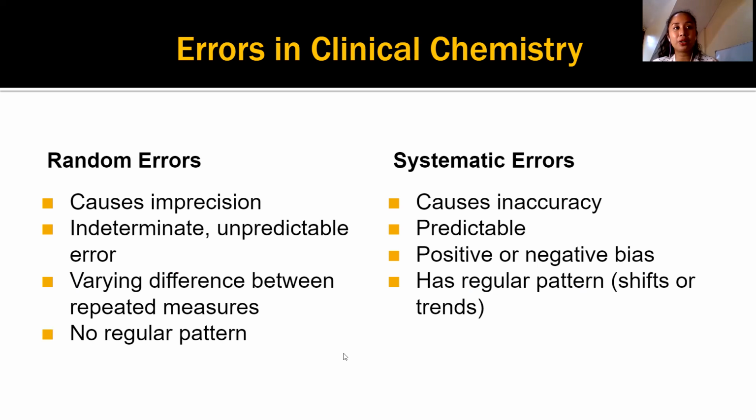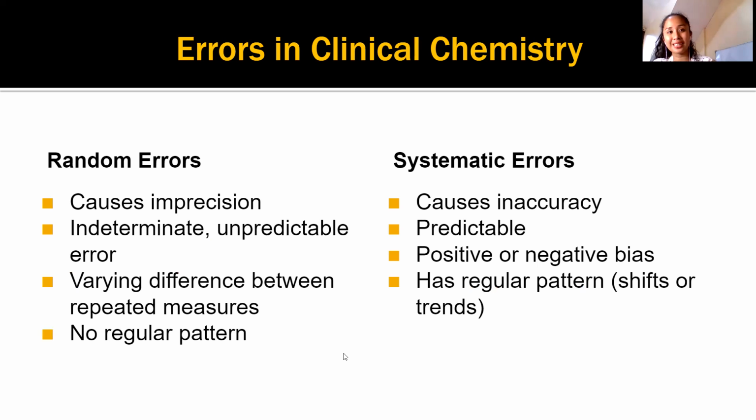So class, random errors cause imprecision. These are unpredictable errors. Yan, sometimes you cannot control. Random errors just randomly happen basically. Varying differences between repeated measures, there's no regular pattern. Pag random error, bigla na lang nangyari. So, opposite to ng systematic error, it causes naman inaccuracy. Yan, inaccuracy meaning your result becomes further away from the true value. Lumalayo yung result mo sa true value.